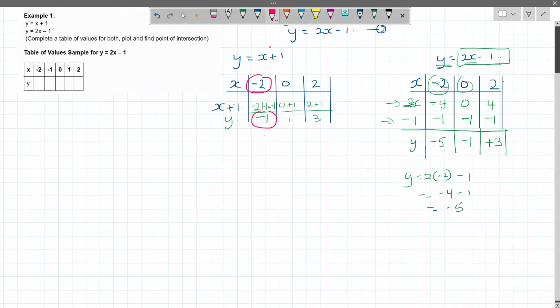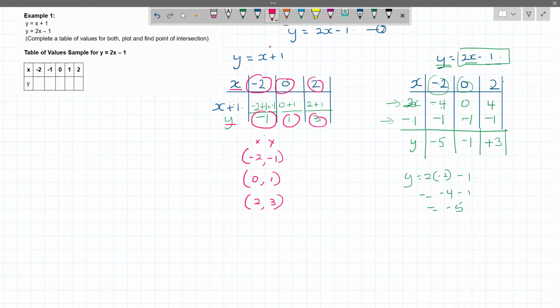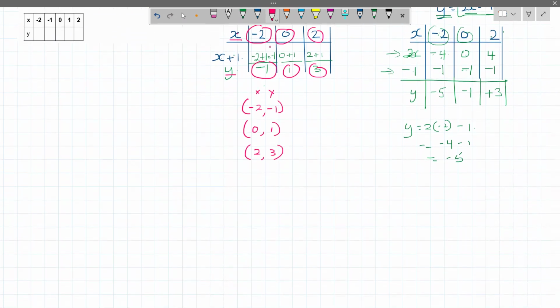Now, after I do that, these values here are going to provide coordinates for points. So I'm going to write the coordinates. This is -2, -1. This is my x and my y values. You see x here and y here? Right. The other one is 0, 1, and the other one is 2, 3. You only need 3 points, or really 2 points, in order to draw a line. We just do 3, just to be safe. For the second line, the first coordinate is -2, -5. Then 0, -1. And then 2, 3.